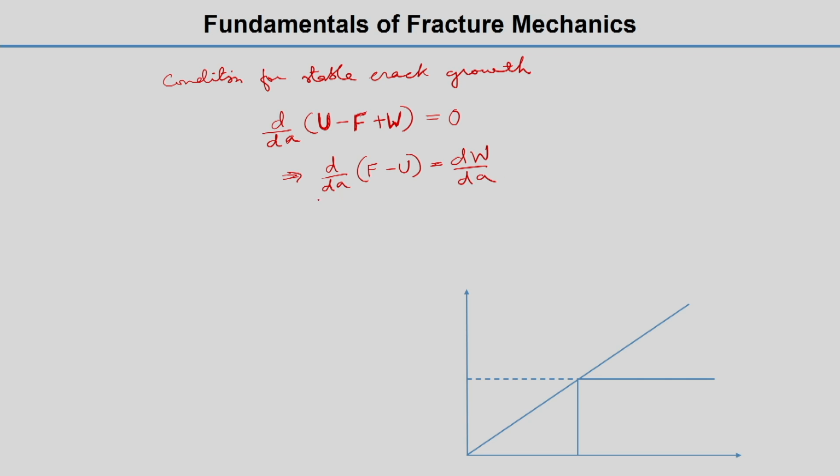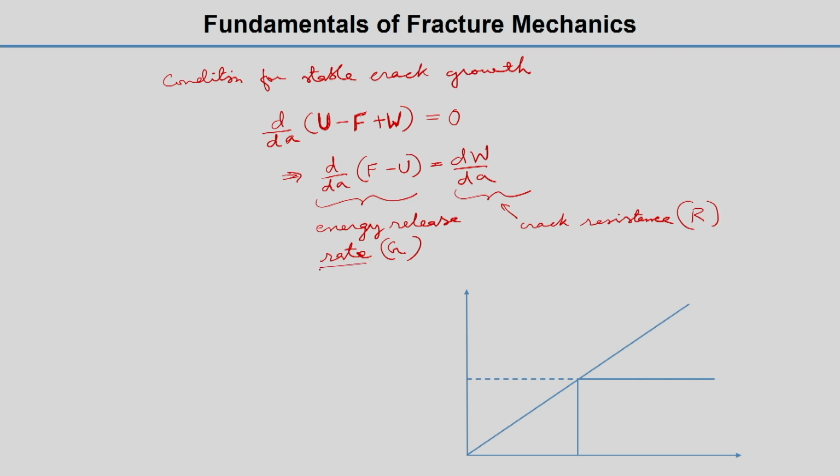And here the left hand side is called the energy release rate, that is G, another fracture mechanics parameter. These parameters will tell you whether the crack will grow or not. And the right hand side is known as crack resistance, which is generally denoted by R.